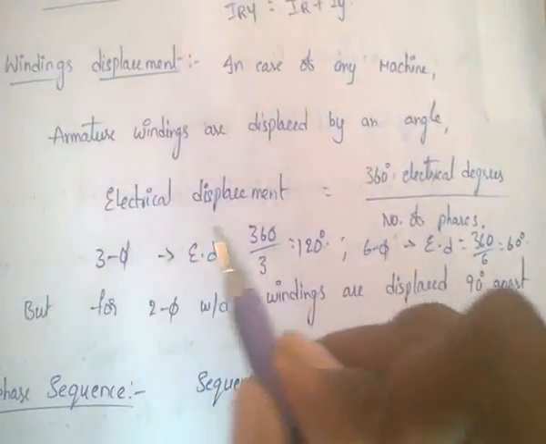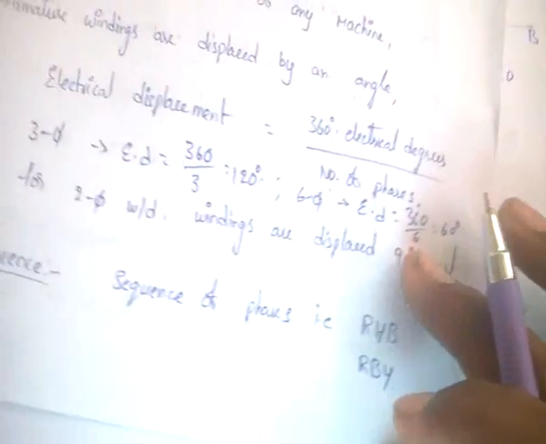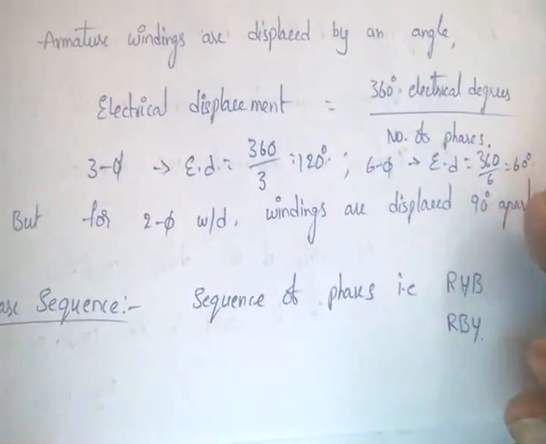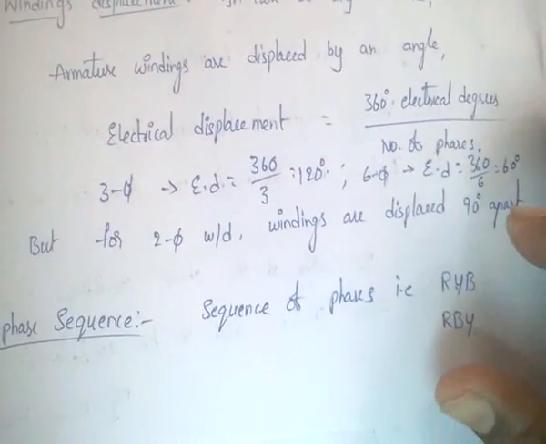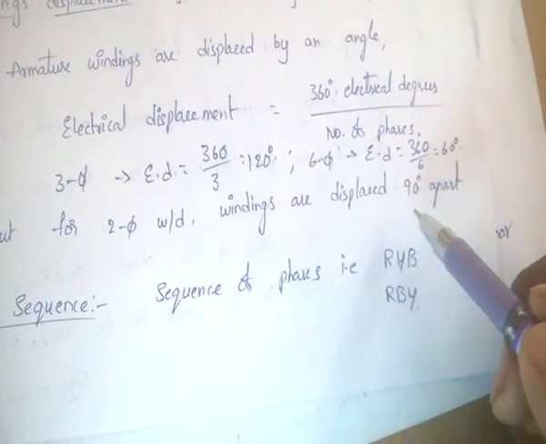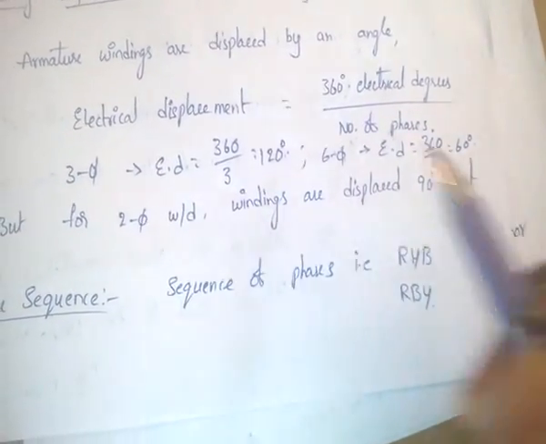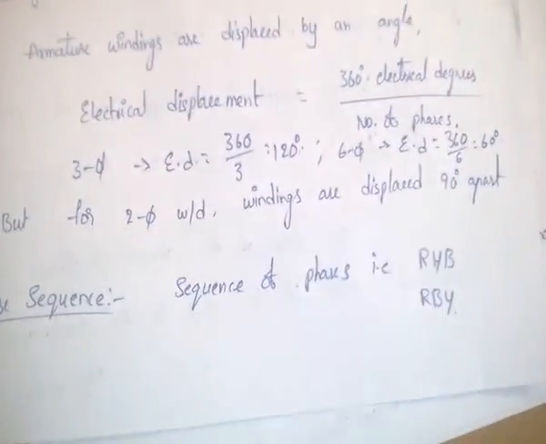But this formula is not applicable to a two phase system. Why? Because for two phase, the windings are displaced only 90 degrees apart.